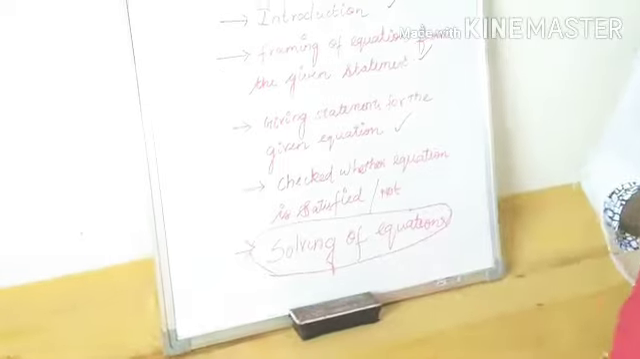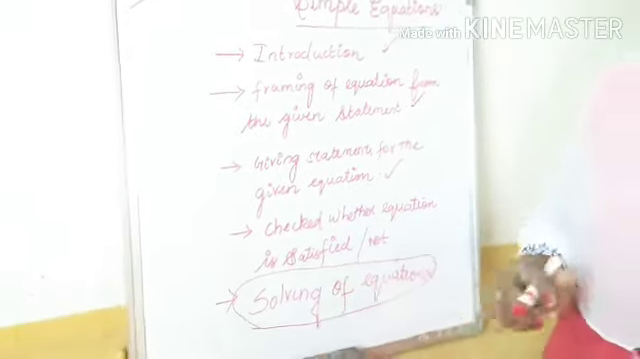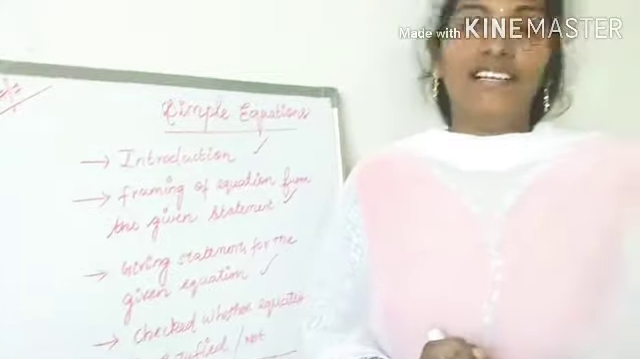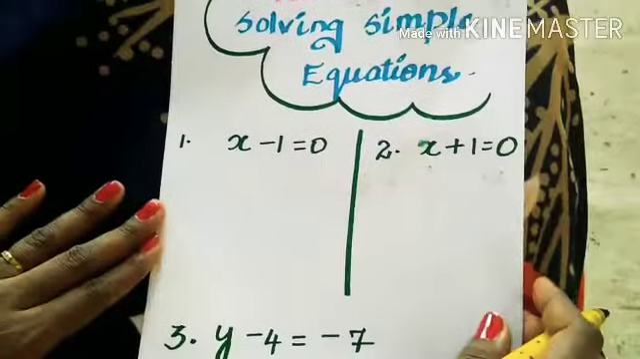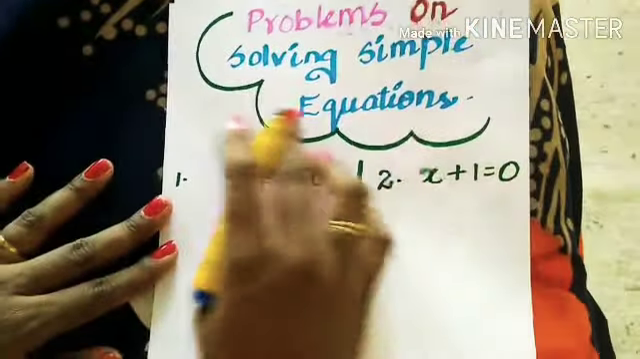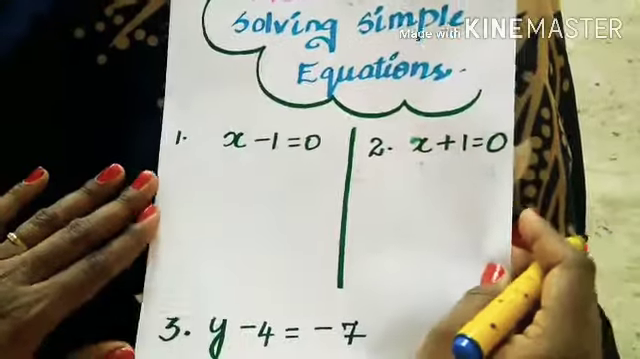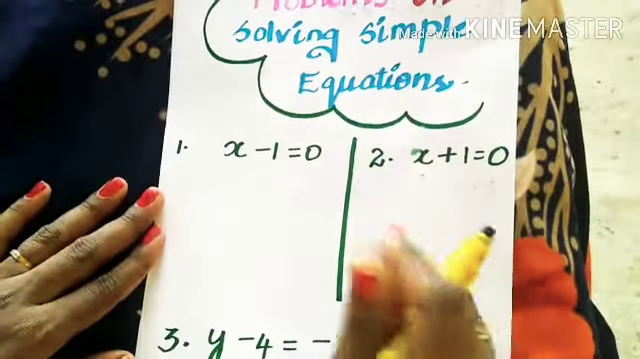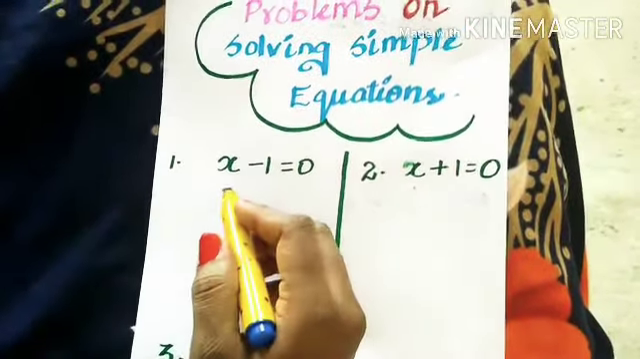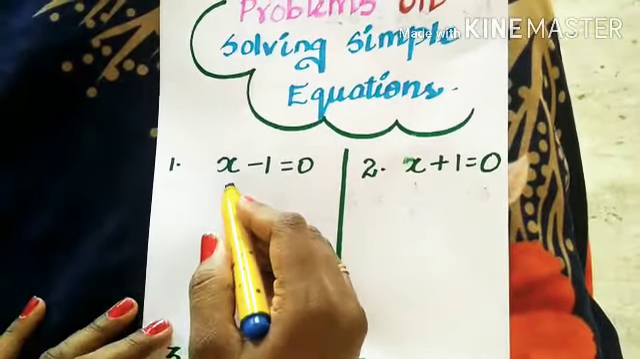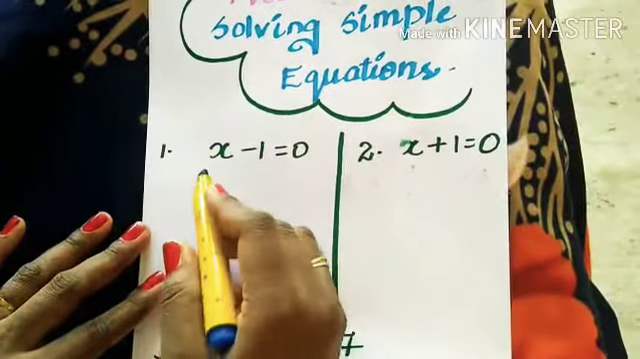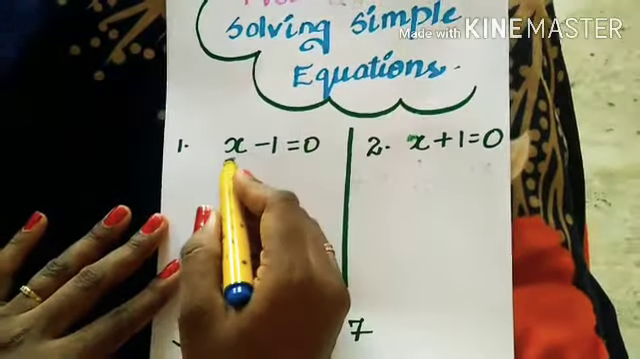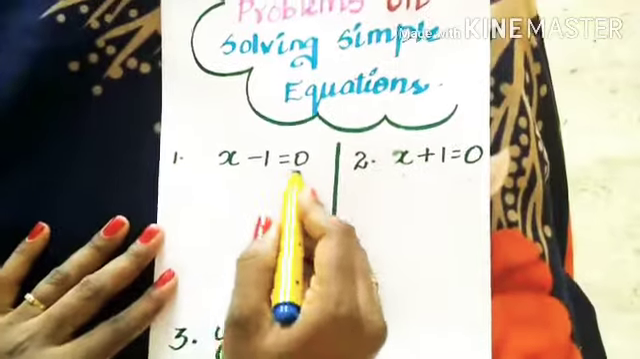Today you are going to see problems based on solving equations. Okay, come on children, let us see how to solve the problems based on these simple equations. First step is we have to separate the variable, and find the value of the variable by solving the equation. See the first one, x minus 1 equal to 0.